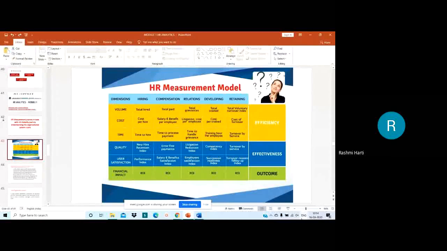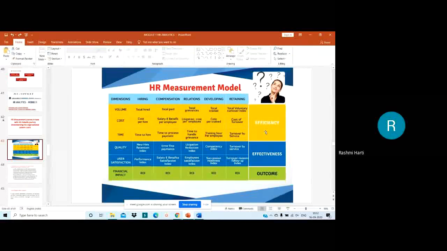Then turnover by services, right? So you provide better services to the employees so that the turnover also comes down. Am I audible now, students? Retaining, turnover by services, effectiveness, am I right? Yes, ma'am.